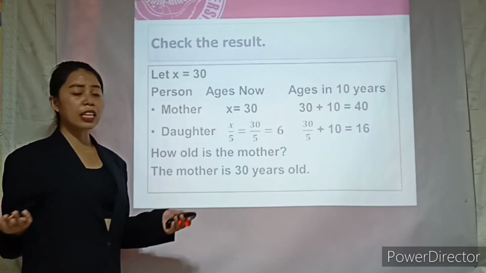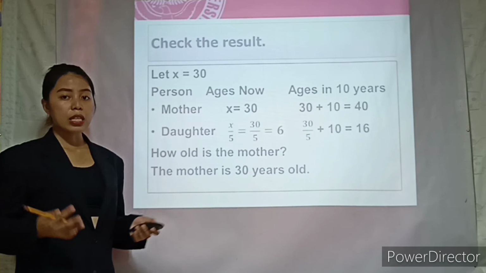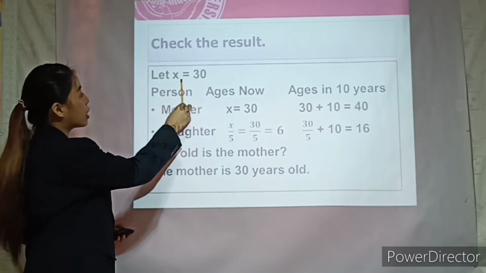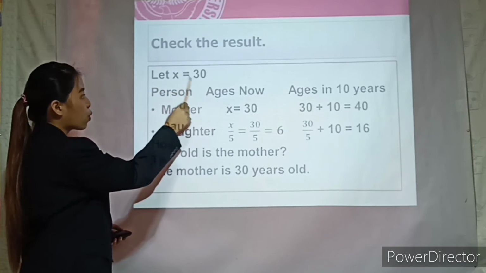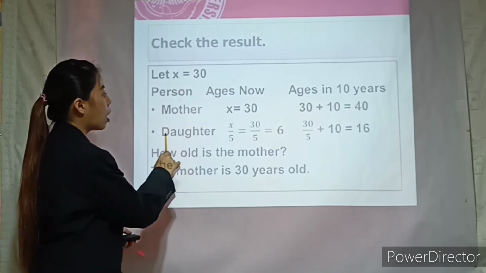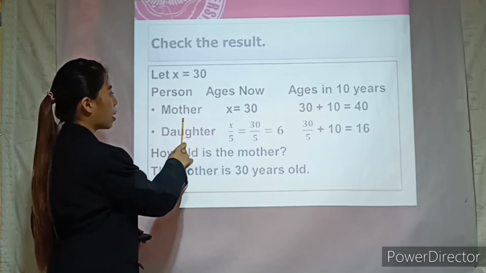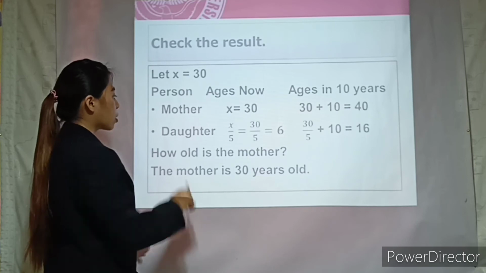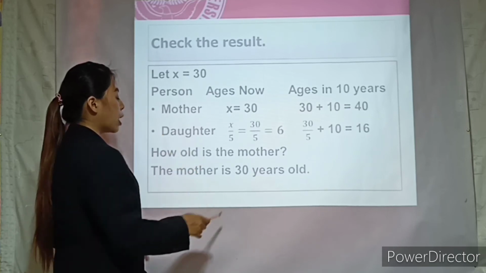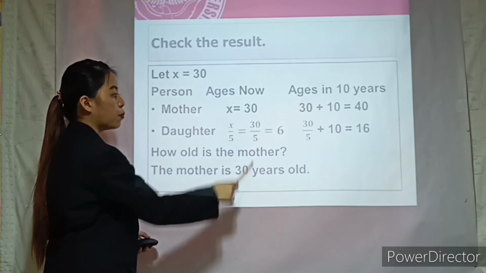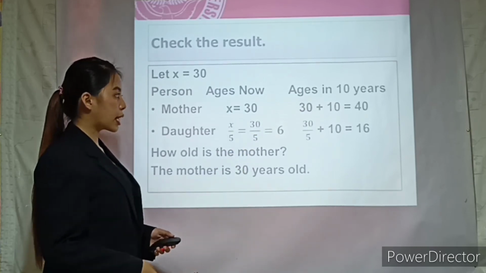So how to check the result? We let x equal to 30. Since x is 30, the mother's age now is 30, while the daughter's age now will be x over 5, equals 30 over 5. That will result into 6.